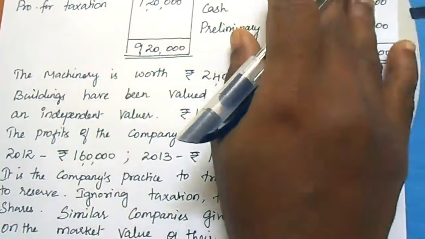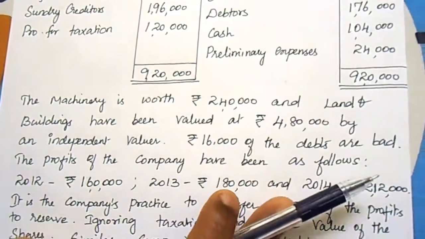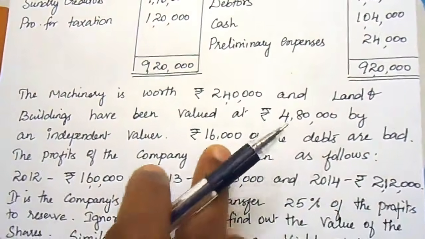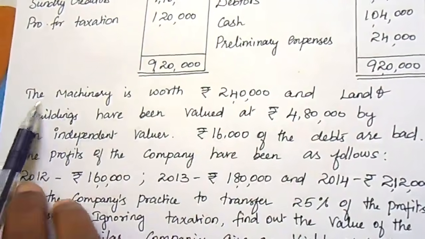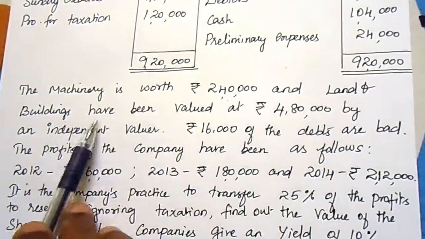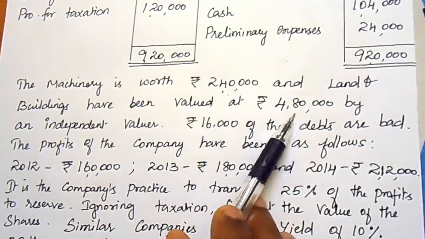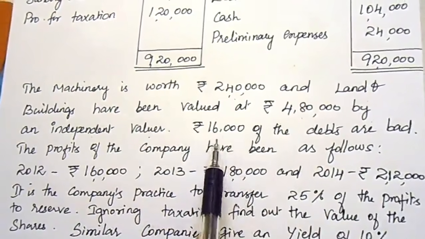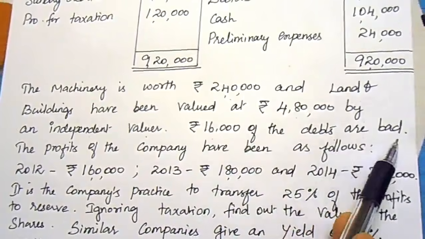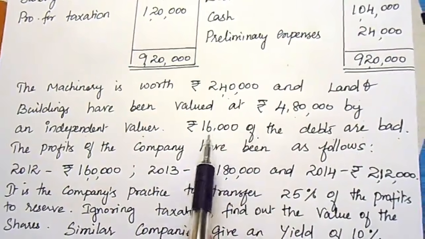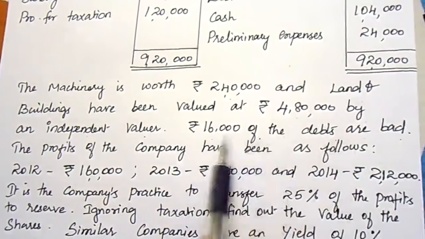So this is the book value and this one is market value. While you calculate net asset, you have to consider only the adjustment value. The machinery is worth rupees 2,40,000 and land and building has been valued at 4,80,000 by an independent valuer. And then 16,000 of the debt are bad. That is bad debt 16,000. When you take the debtor, you have to subtract 16,000 because it is a bad debt.